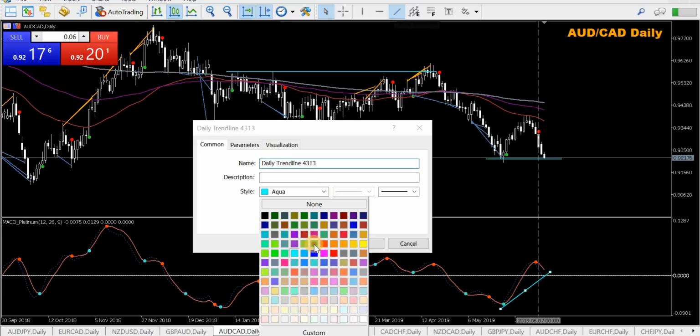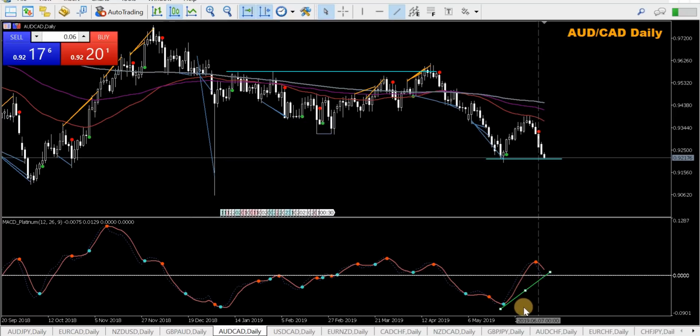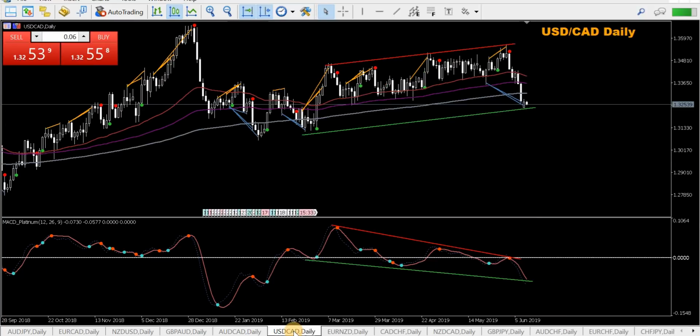So then I might change that to lime green because it's looking to go long. And if this drops down, then I'll probably just shoot this down and change that to lime green. You see what I mean? I'm sort of thinking ahead a bit. So that's Aussie CAD, nothing going at the moment.